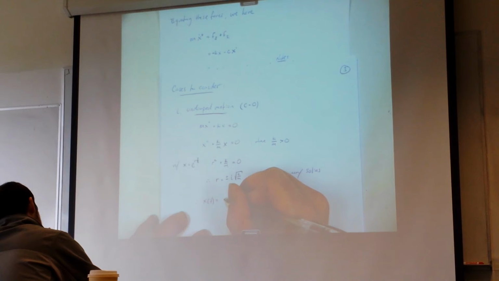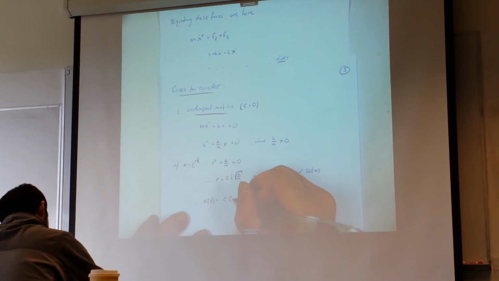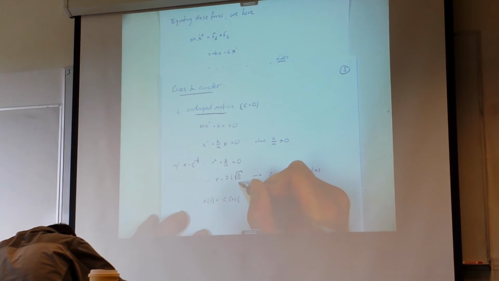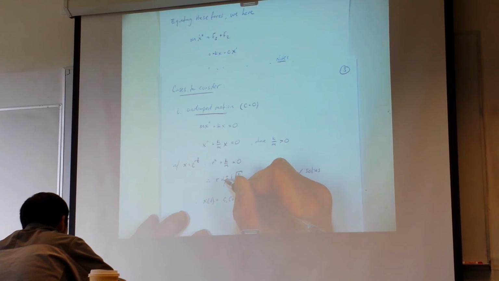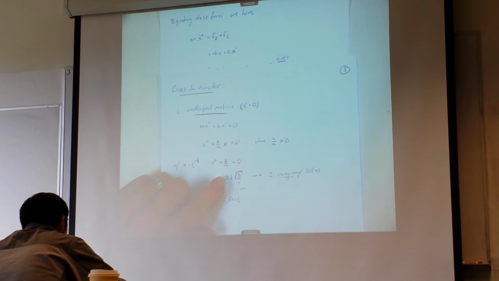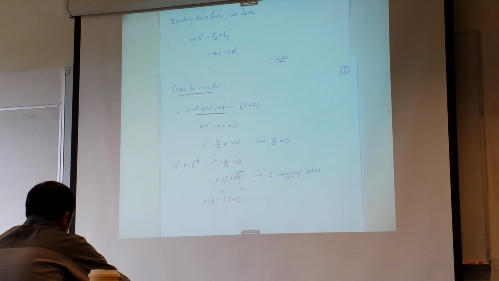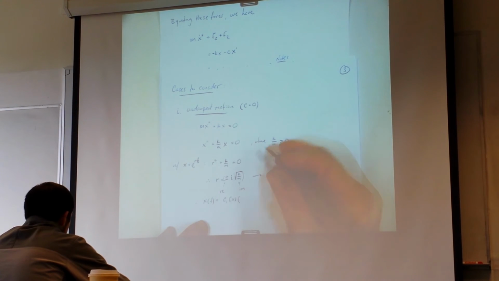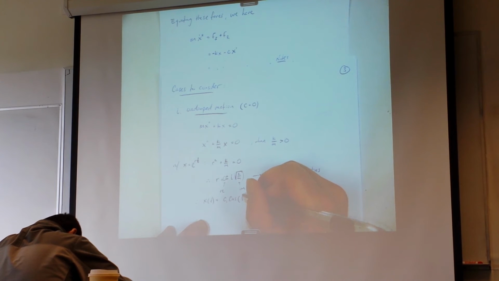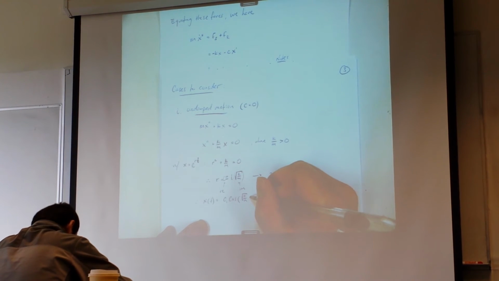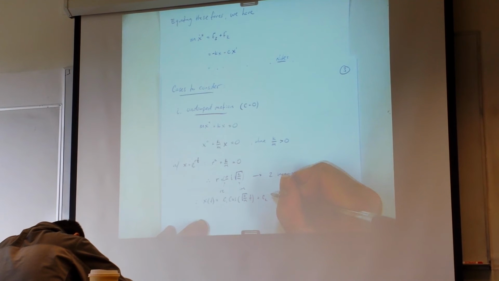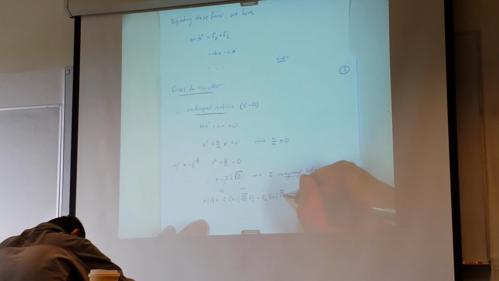So in this case, we would get C1 cosine, and this is the imaginary part. 0 is the real part, and the imaginary part is what goes in the argument of the cosine and sine function. Let's write it out for a second: C1 cosine of root k over m t plus C2 sine root k over m t. Okay.